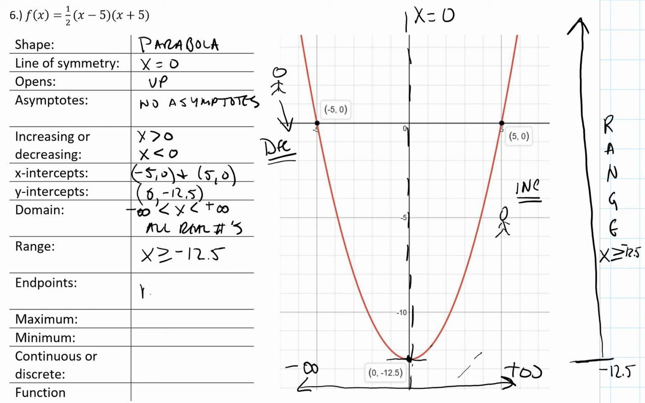There are no endpoints, so we would say none. There is no maximum, so we would say none. The minimum is this point right here, so that's going to be (0, -12.5). It's continuous, and it's a function. So yes, it's a function.